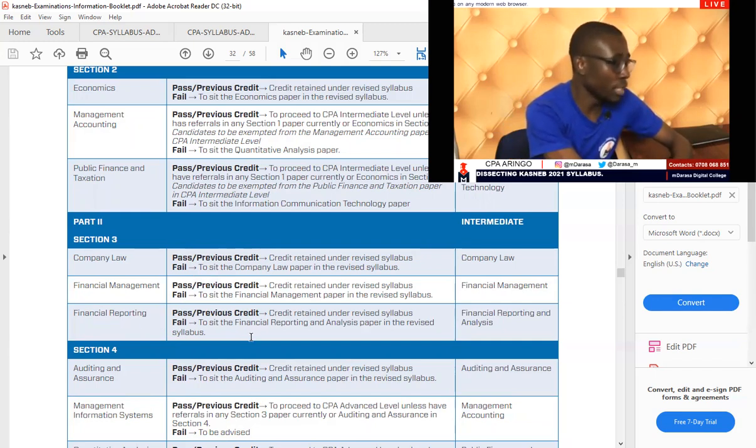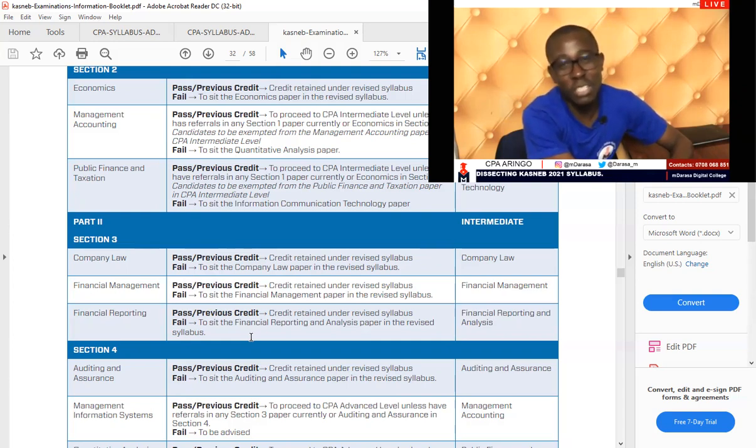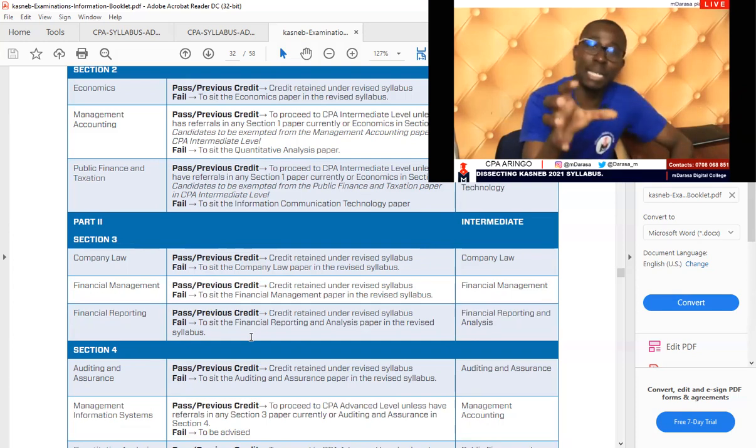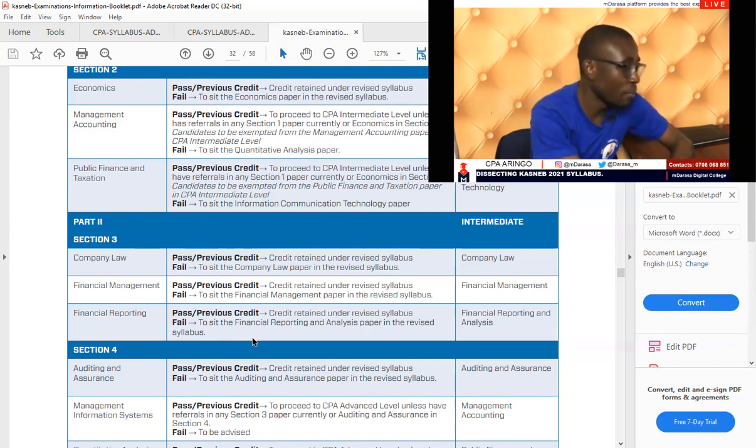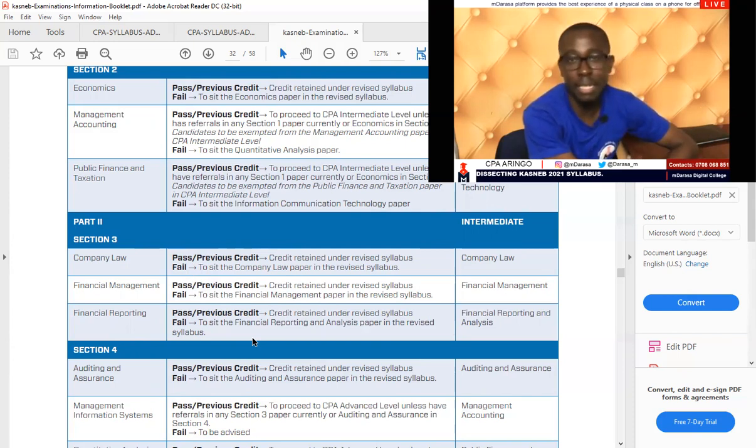Assuming that you did financial reporting and by bad luck, maybe things went south. In such an event, my good students, you just have to redo that financial reporting, but under the revised syllabus. But if you passed, that will be very great, because you'll have earned that pass. Or maybe you had passed and you have other papers, you'll earn that credit. Still, you're going to maintain that credit.